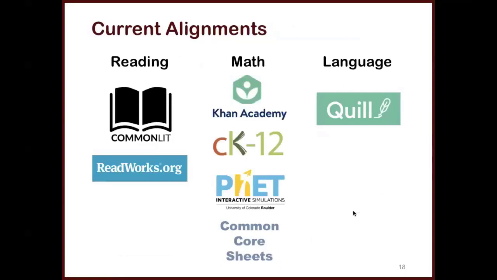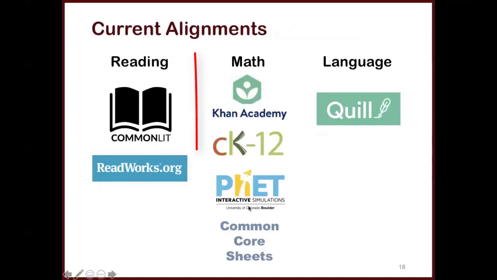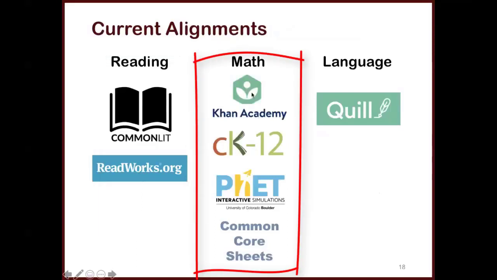These are the resources that we currently have alignments for. Now, these aren't in that Skill Blocks database right now. These are all separate spreadsheets, and we're going to look at each of them in a second. We have two reading resources, CommonLit and ReadWorks. We have four math resources. We're about to add a fifth next week, but Khan Academy, CK-12, PhET Simulations, and Common Core Sheets. The fifth one that we're going to be adding next week is called School Yourself, which is a super awesome site that has very thorough lessons that are interactive.